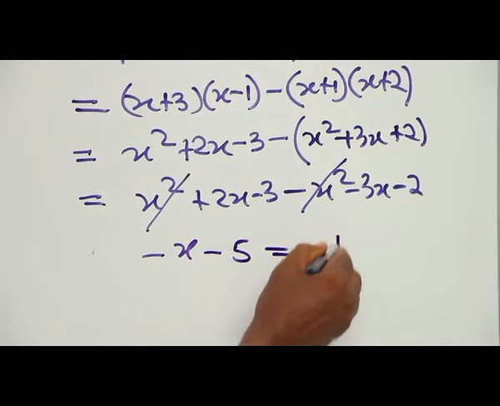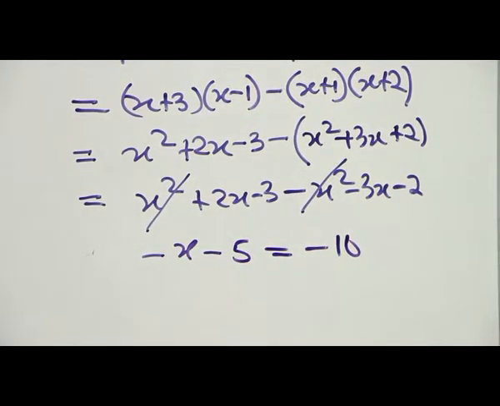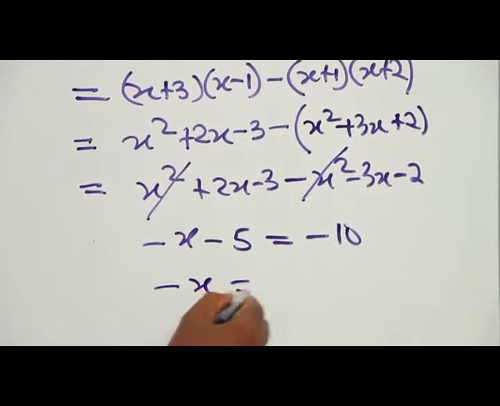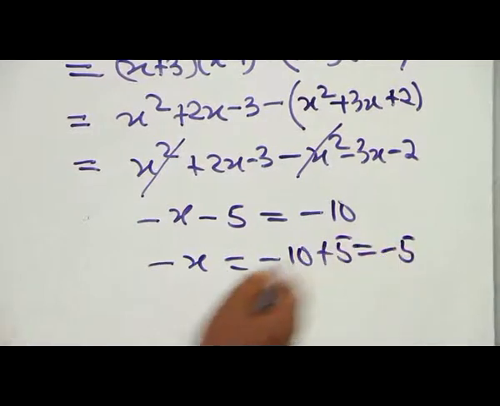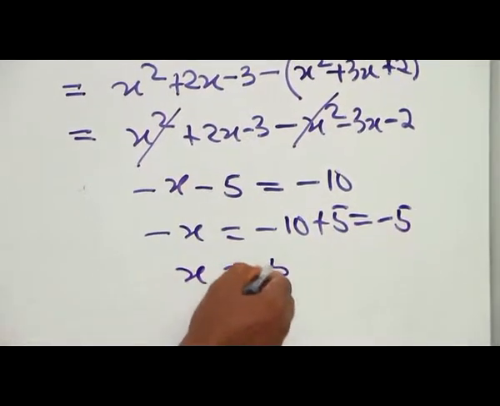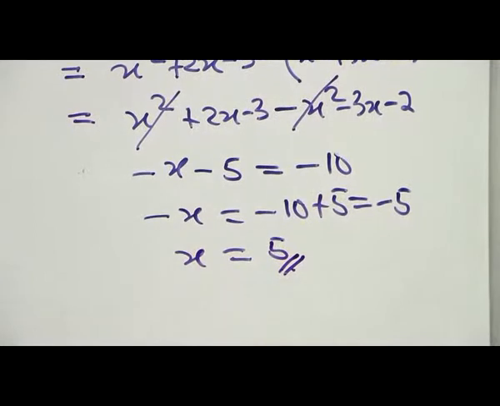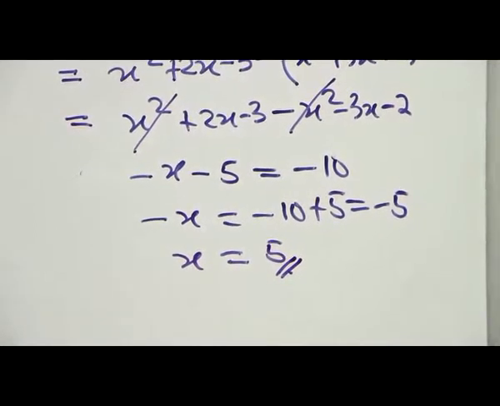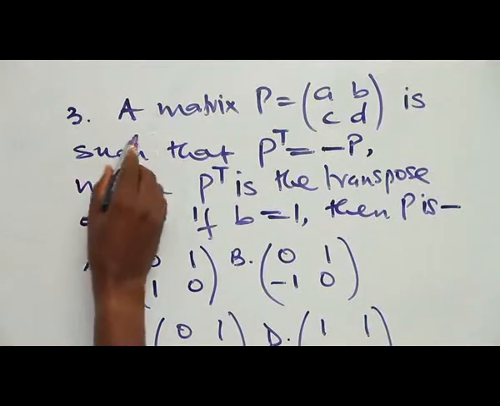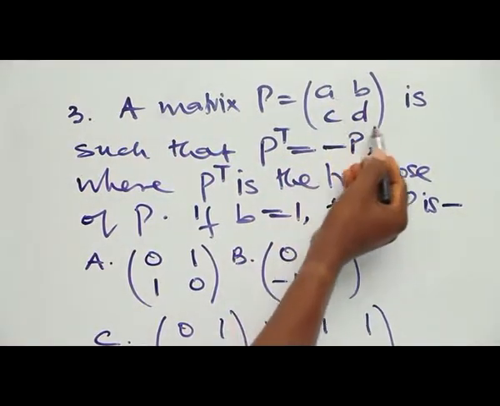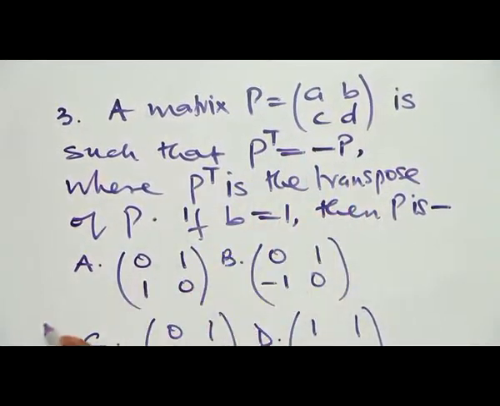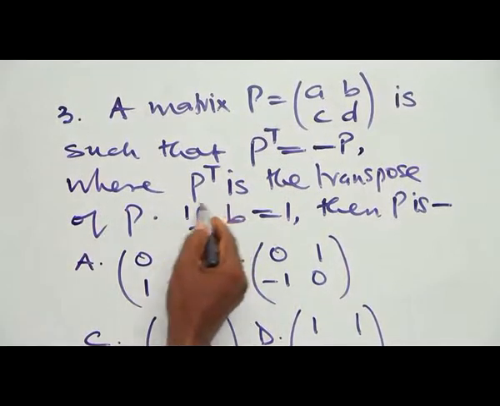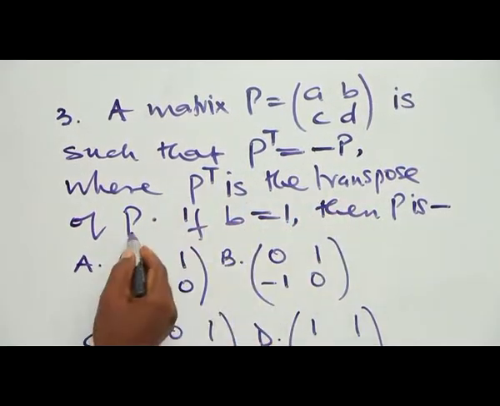And you are told that the value of this one is equal to minus 10. So, with that, our minus S is equal to minus 10 plus 5, giving you minus 5. Therefore, your S is equal to a positive value of 5, that is plus 5. Minus will cancel minus. Example number 3, a matrix P equal to A, B, C, D is such that P transpose is equal to minus P, where P transpose, P power T, is the transpose of P.